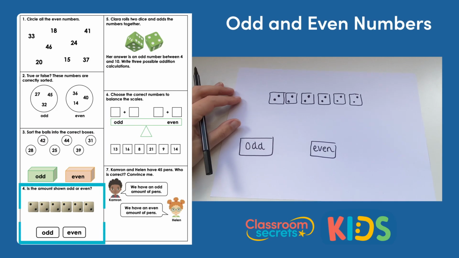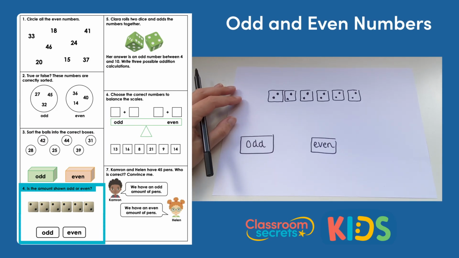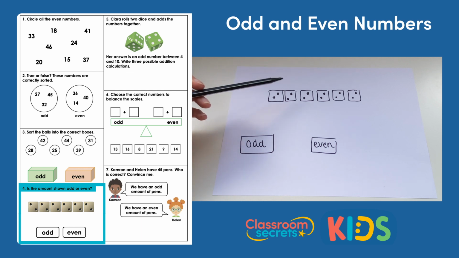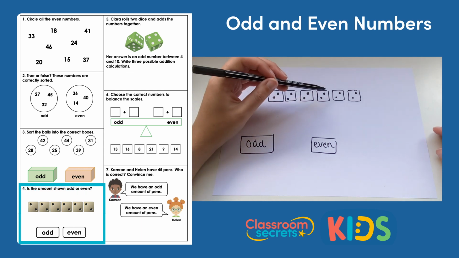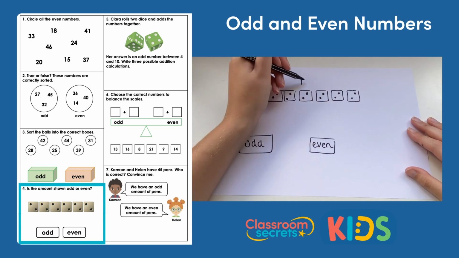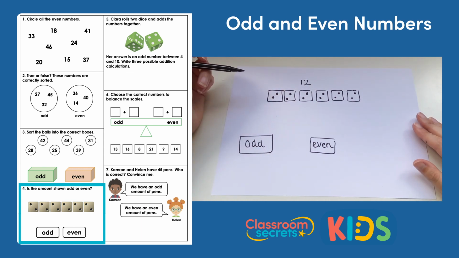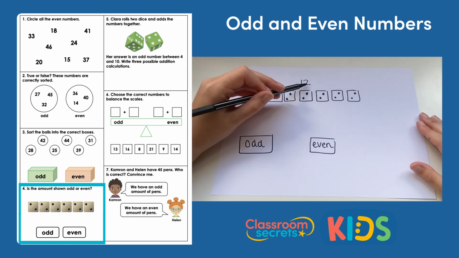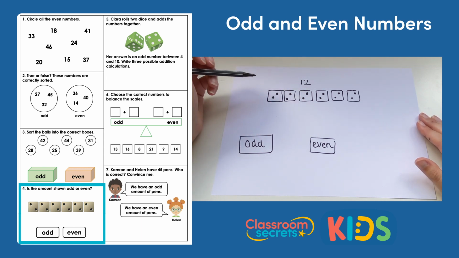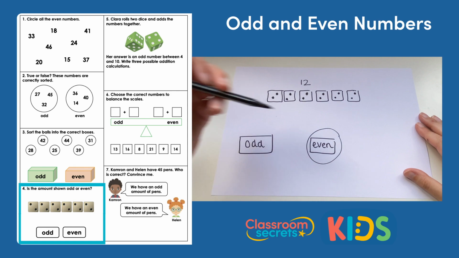Question 4. Is the amount shown odd or even? Let's count up the amount first. Each dice face shows 2, so I'm going to count in 2s. 2, 4, 6, 8, 10, 12. 12. And 12 is a jump of 2, so it is even. I know this because the ones digit is a 2, so it is an even number.